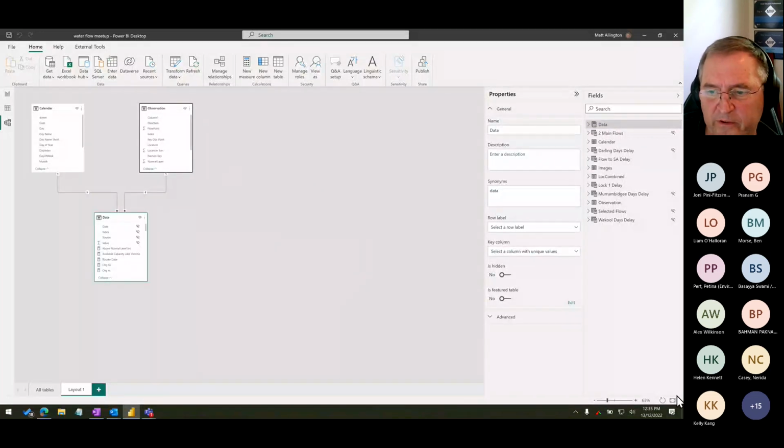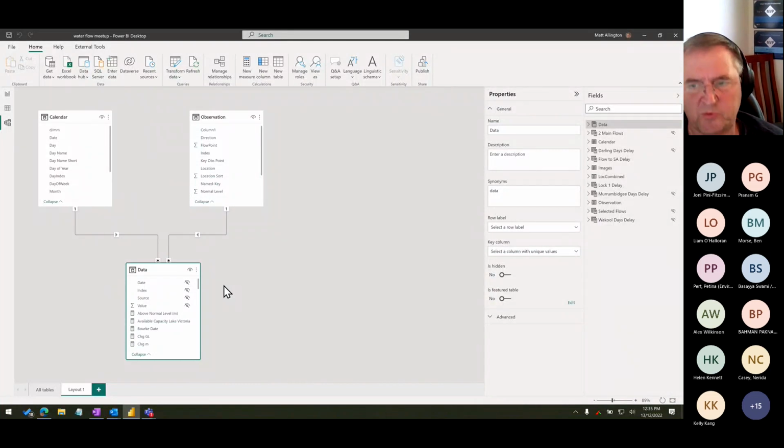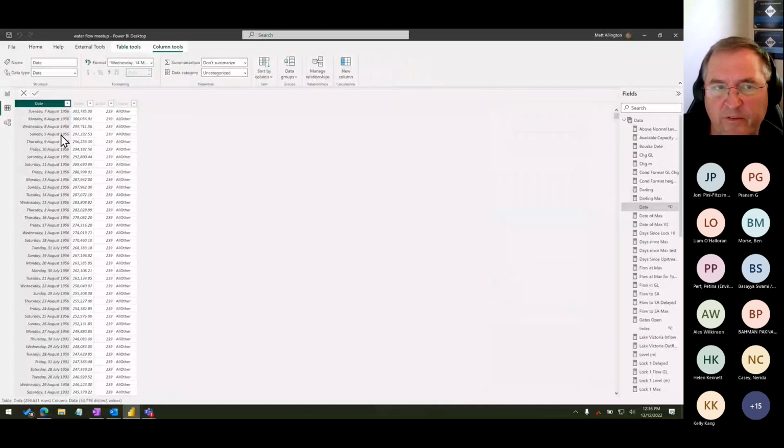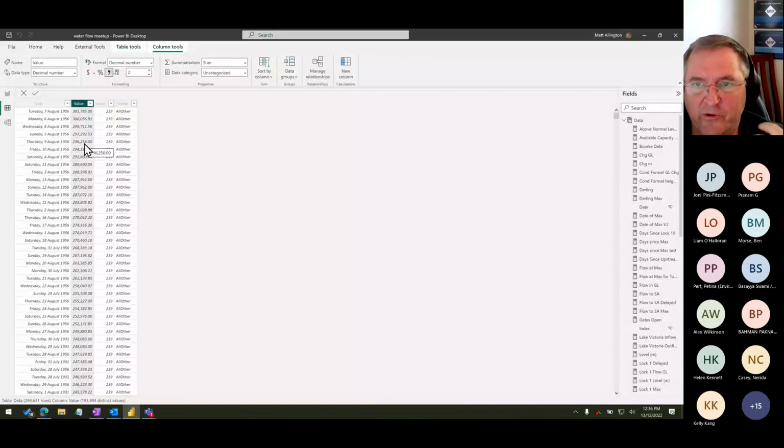One of the beauties of DAX is that if you can get your data model right, then the DAX becomes much easier. So in this case, I'll show you what my data is. It's a transactional table. It contains the date of the observation. My data are observations, and the observation has a value. If it's a flow, it's gigalitres per day. I also have observations for water level, so that would be meters in height and so on. I've got an index, which is my key.